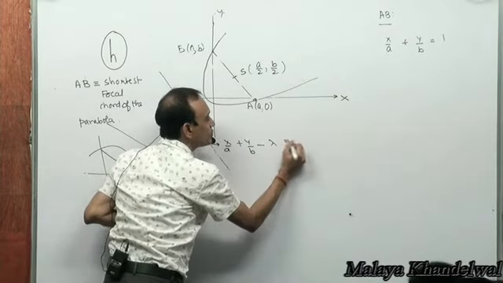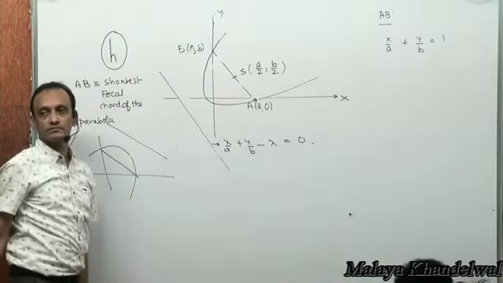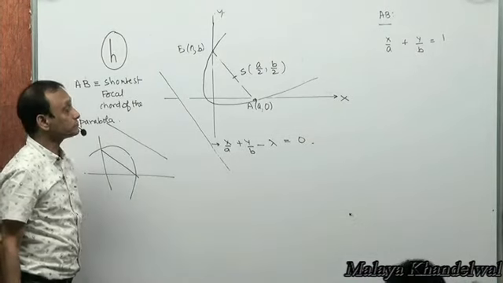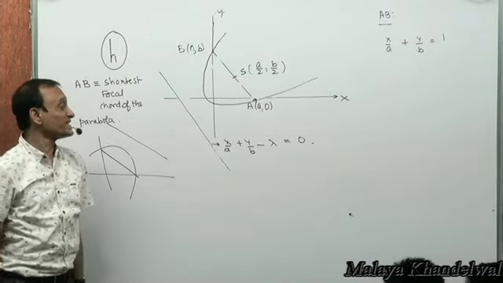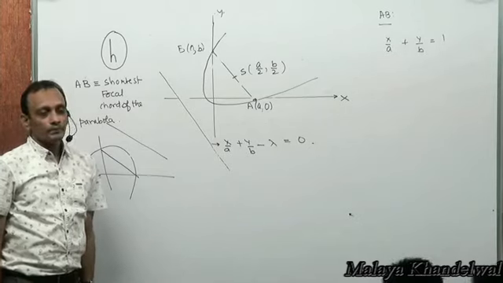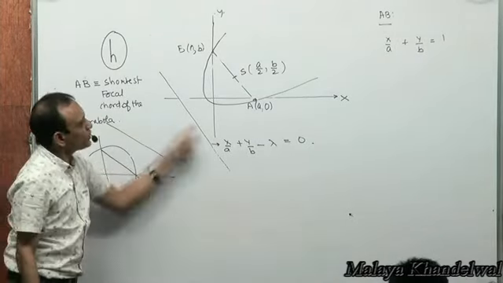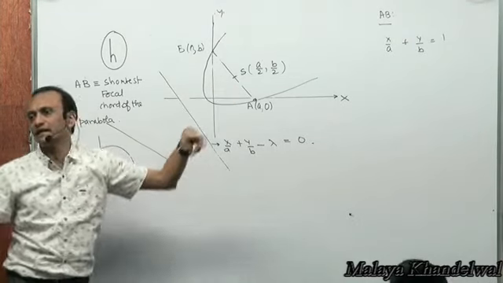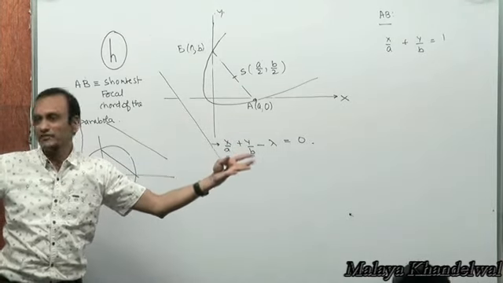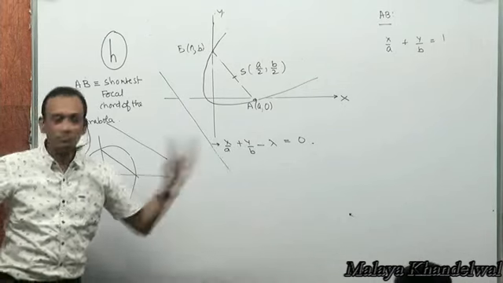Minus lambda equal to 0 is the equation of the directrix. So essentially, if I can find lambda, I would know the equation of the directrix. And if I know the equation of the directrix and the focus, I can find the parabola, like we did in the past, right?